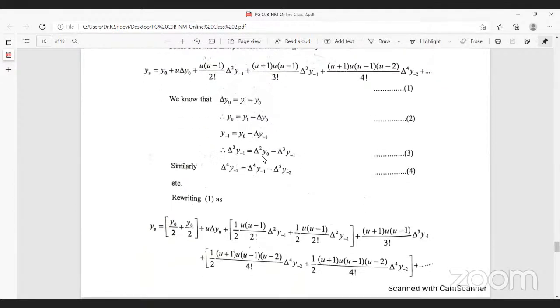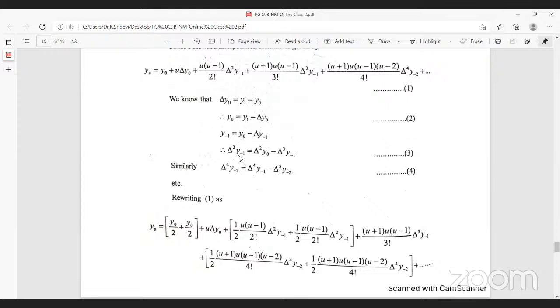Similarly, if you follow the same expression to get further order, that is delta to the power 4. So delta square is there, delta square is there. If you take, delta power 4 will come. So delta square is there, delta cube is there. So delta power 4 is there. According to this, delta power 5 will come.